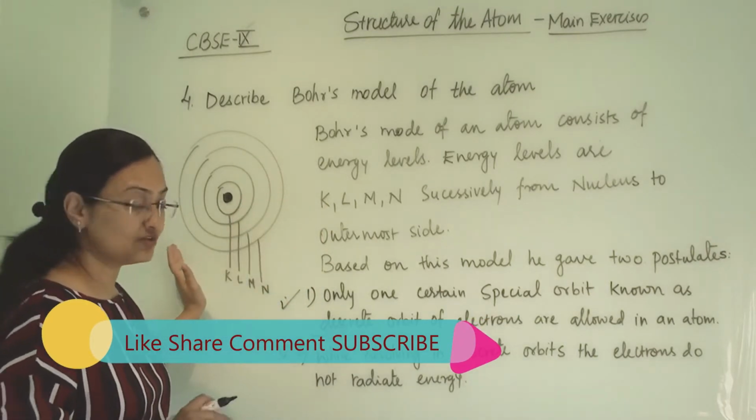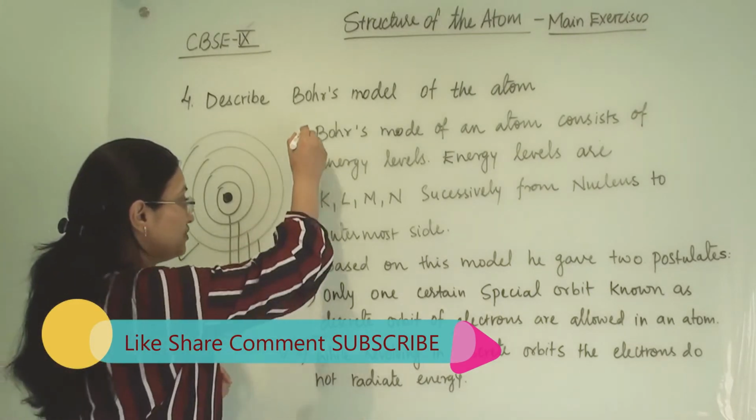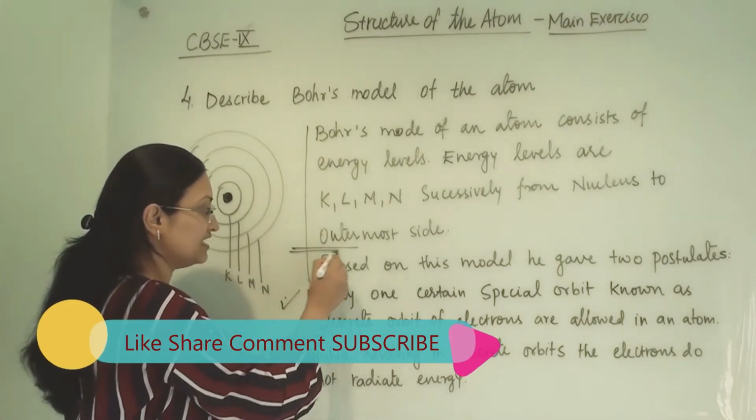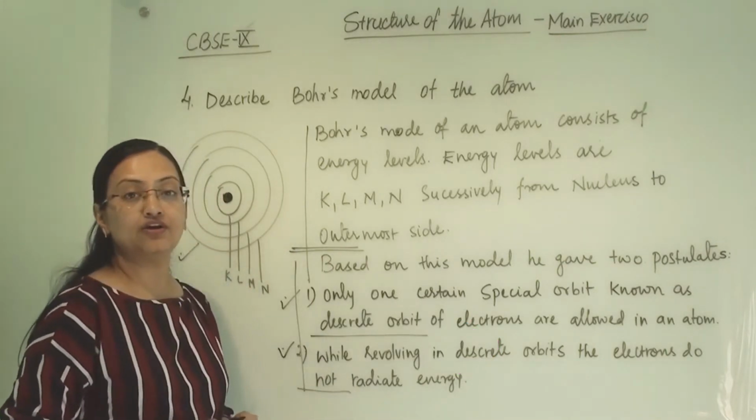So in this we have to draw the model of an atom, then we have to explain what all things he said, and then 2 important points as a part of postulates.